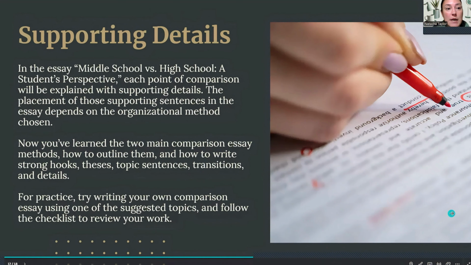And then supporting details in the essay that we took some excerpts from, middle school versus high school students' perspective. Each point of comparison will be explained with supporting details. And the placement of those supporting sentences in the essay really does depend on the organizational method you're writing in. So for example, if it's the block method or if it's the point-by-point method. So now that we've learned these ways for these two different types of comparison essay methods, it's important to learn how to transition them and how to write those strong hooks, theses, topic sentences, transitions, and details.